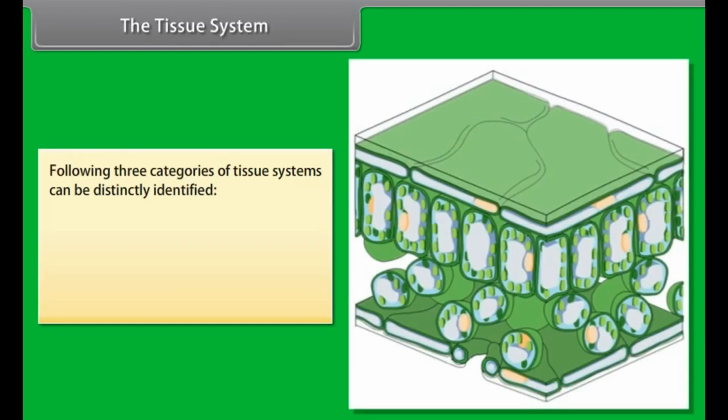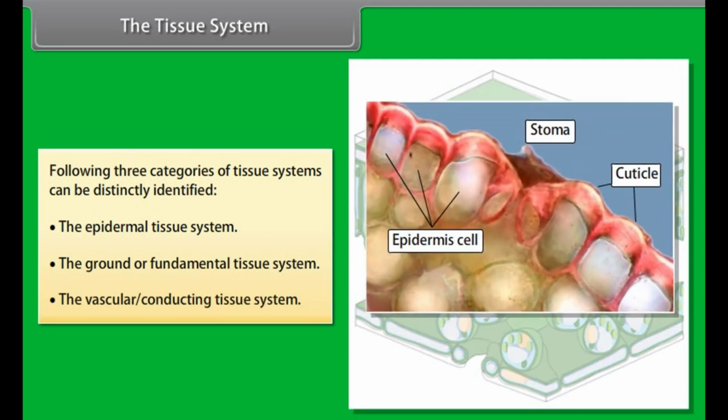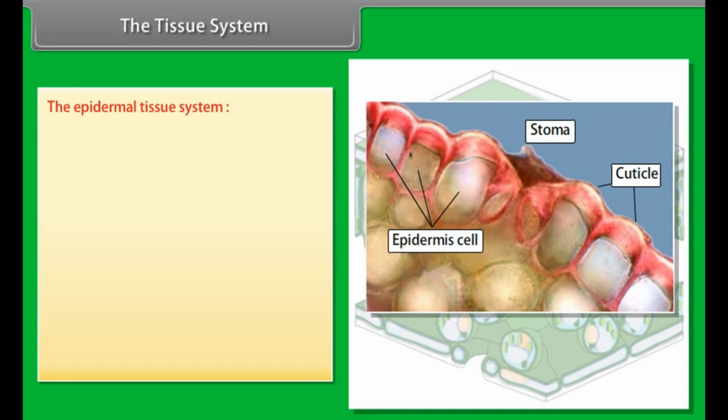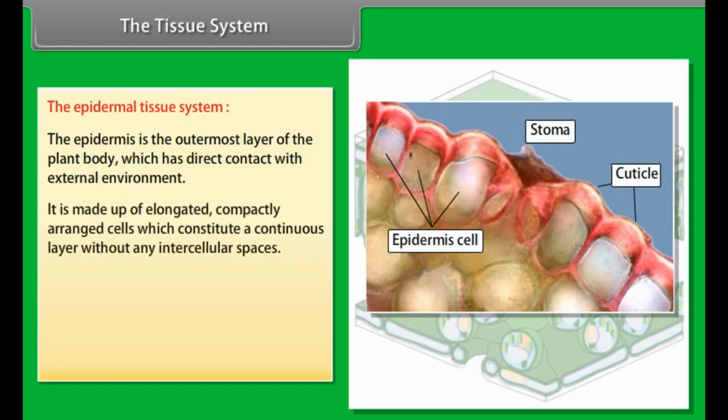The tissue system. The following three categories of tissue system can be distinctly identified: the epidermal tissue system, the ground or fundamental tissue system, and the vascular conducting tissue system. The epidermal tissue system. The epidermis is the outermost layer of the plant body, which has direct contact with the external environment. It is made up of elongated, compactly arranged cells which constitute a continuous layer without any intercellular spaces.